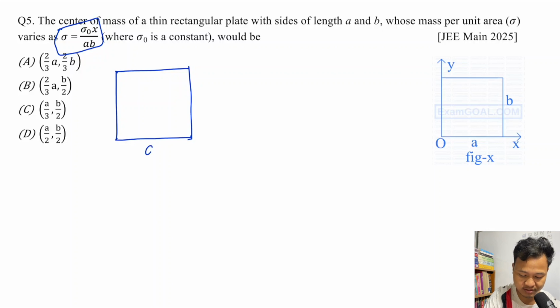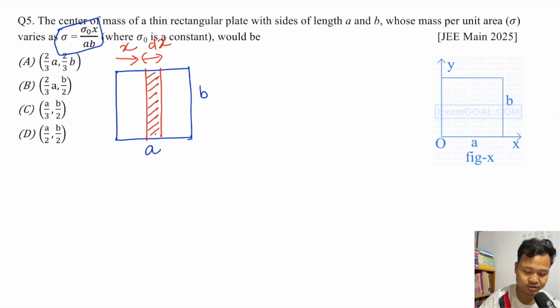So the rod is like this. This side is A, this side is B. Think of this as a rod on the x-axis. Take a small segment here, so this is dx, at a distance of x. So this is the segment, and we are going towards the right side.